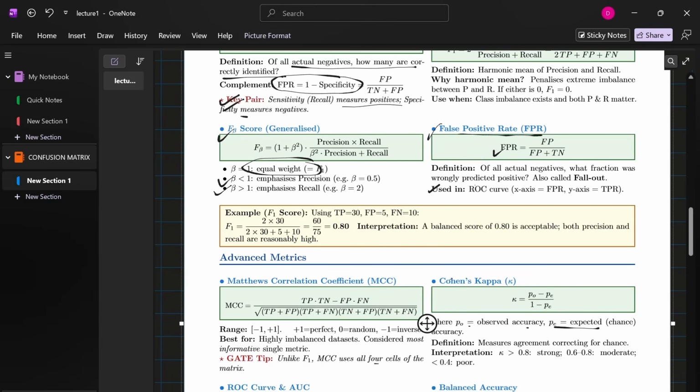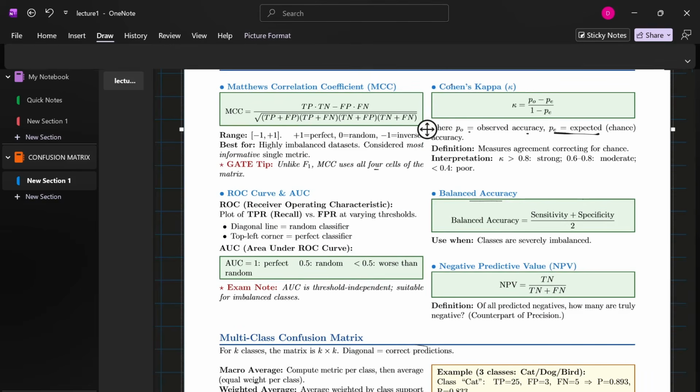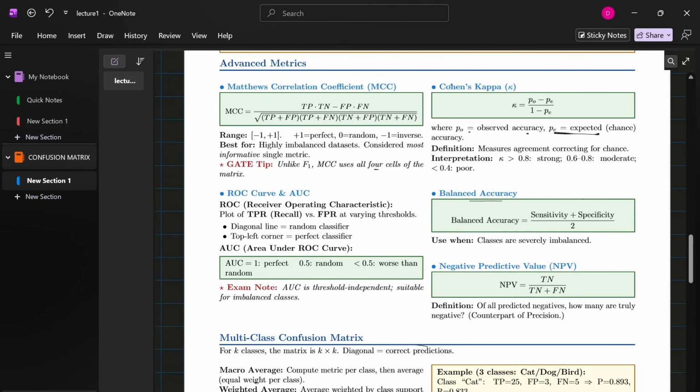Okay, so now moving forward towards the advanced metrics, we have MCC, the Matthews Correlation Coefficient. The range is from -1 to +1. +1 is perfect, 0 is random, and -1 is completely wrong. The key point is that unlike the F1 score, MCC uses all four cells of the confusion matrix, okay, making it more informative as a single metric.